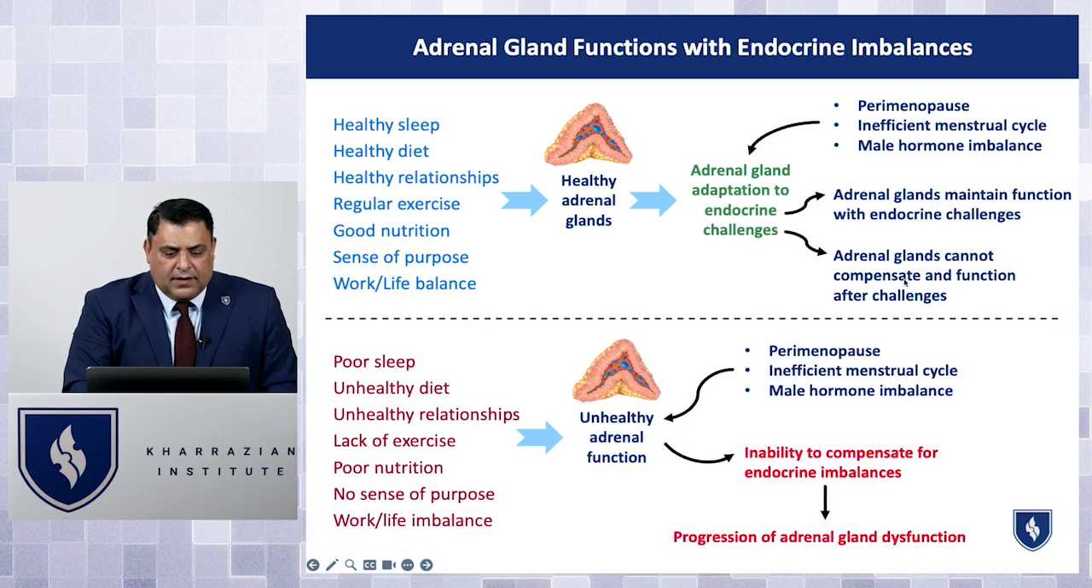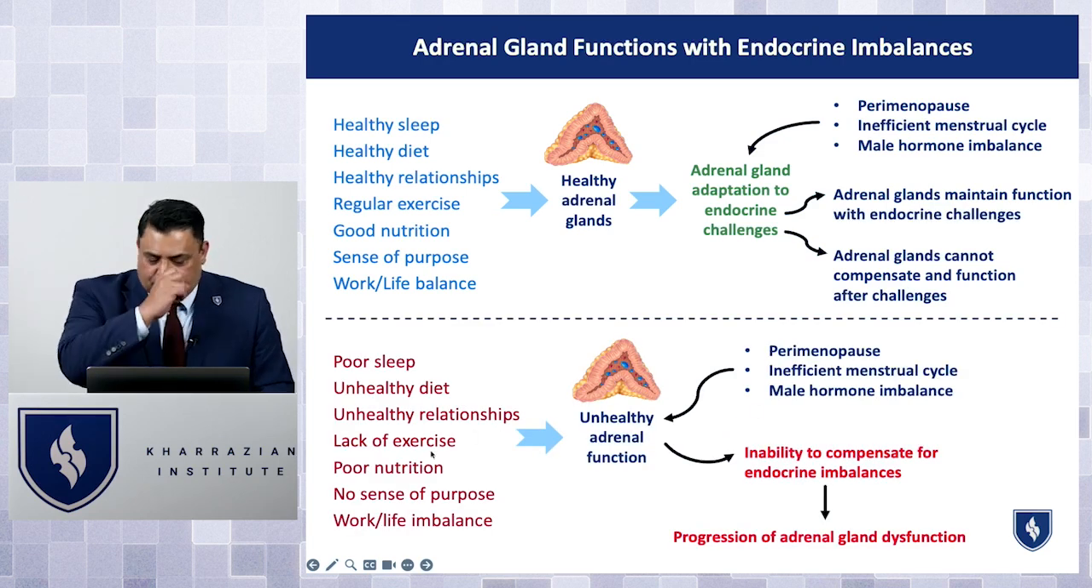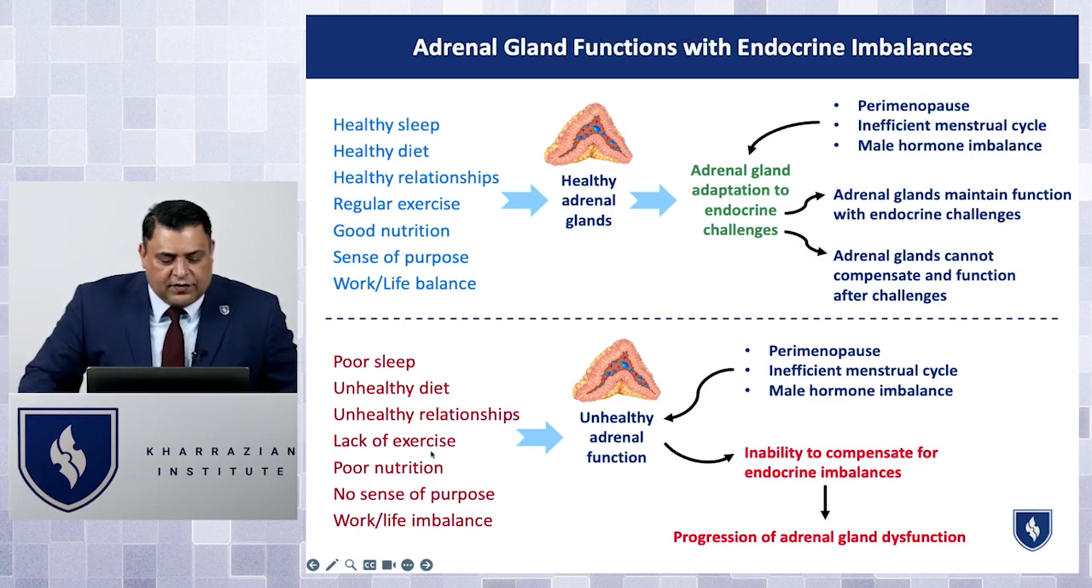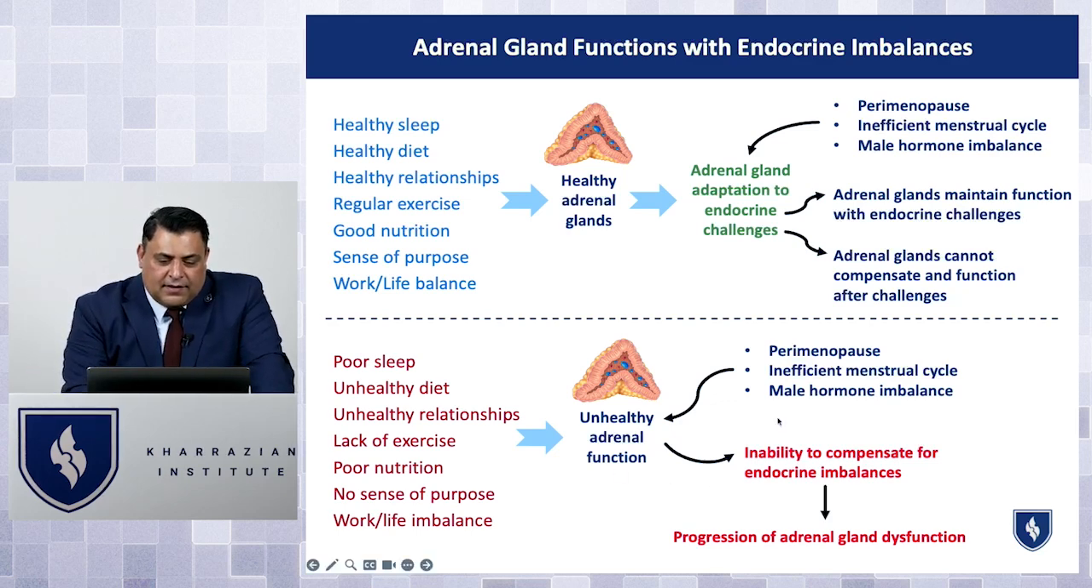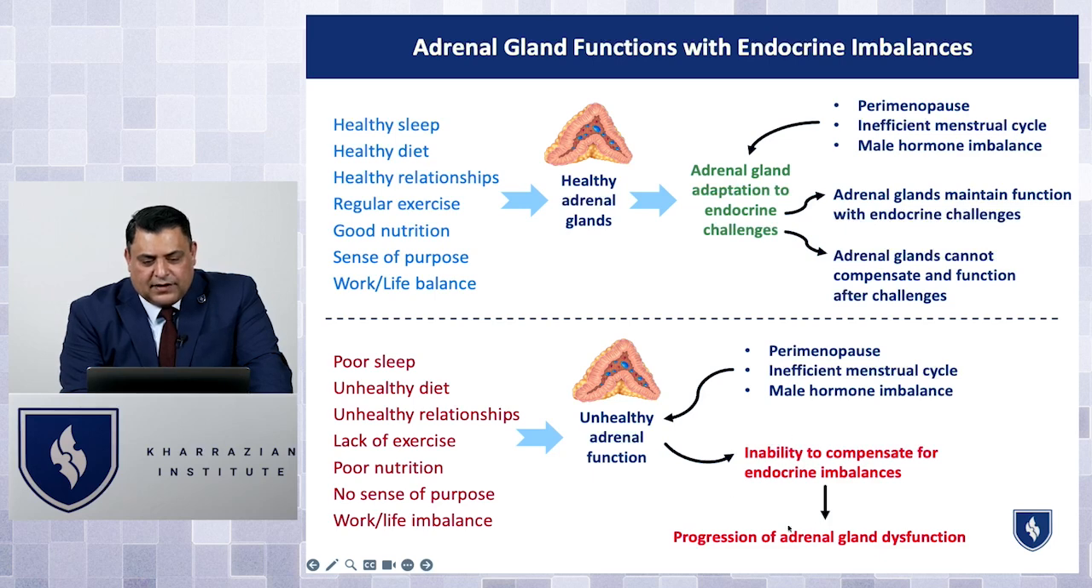Now, if you have poor sleep, unhealthy diet, unhealthy relationships, lack of exercise, poor nutrition, no sense of purpose, and work-life imbalances, you get unhealthy adrenal function. Then when things like perimenopause and male hormone imbalances hit, there's an inability to compensate for these imbalances, and then there's progression of adrenal gland dysfunction.